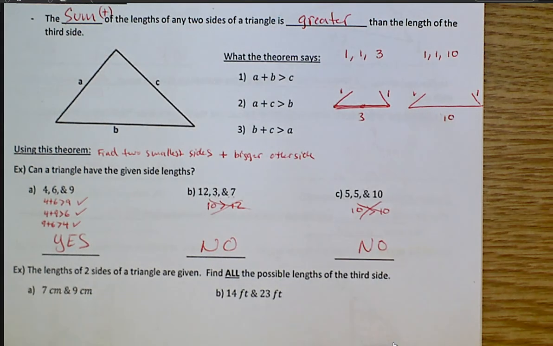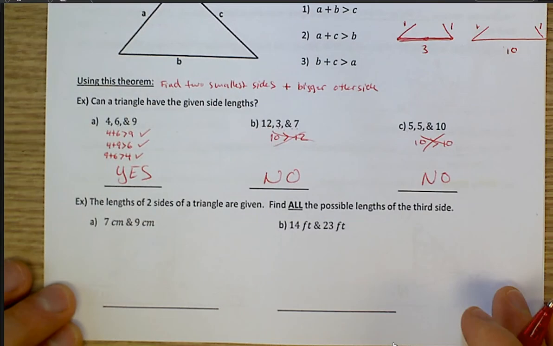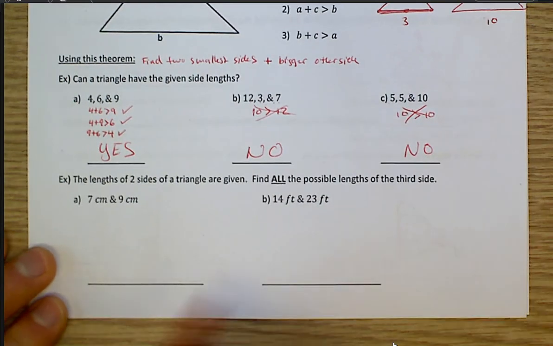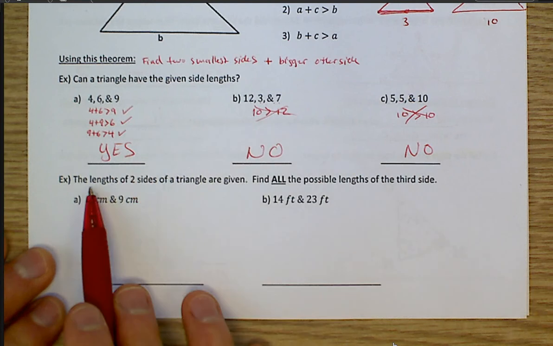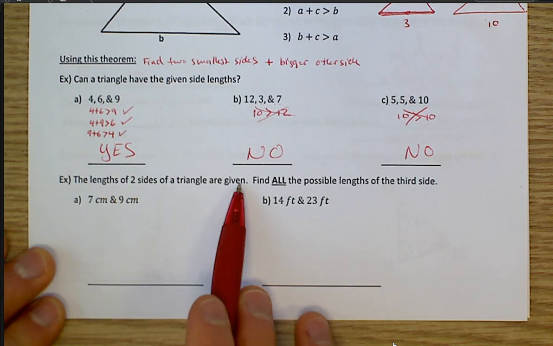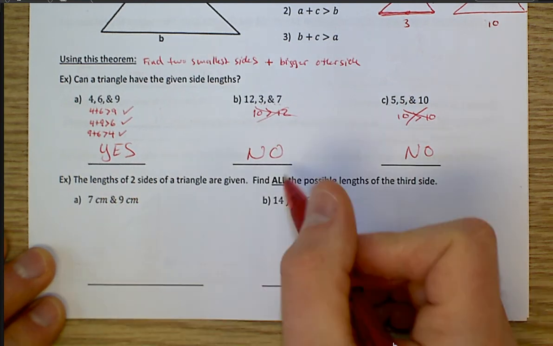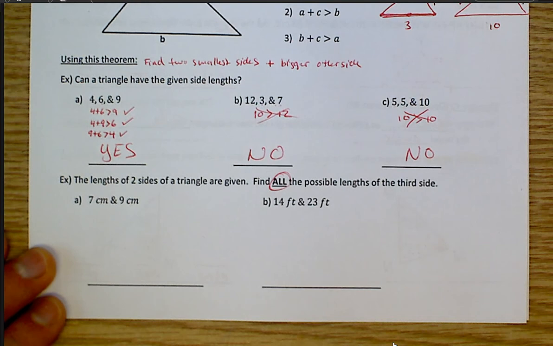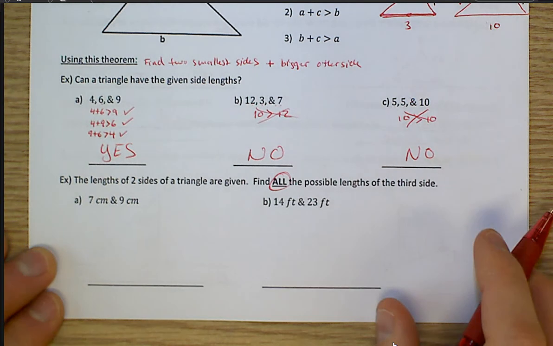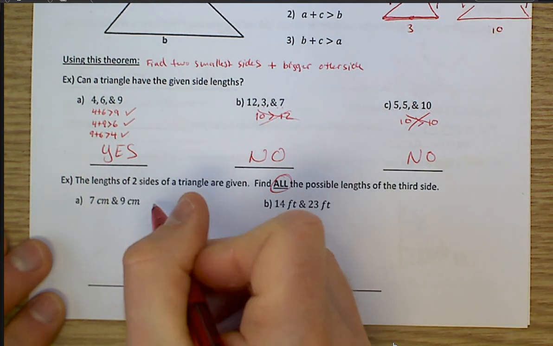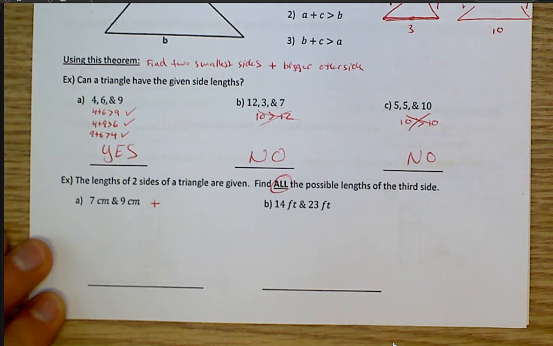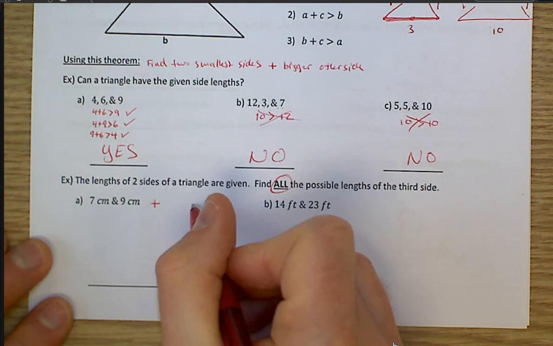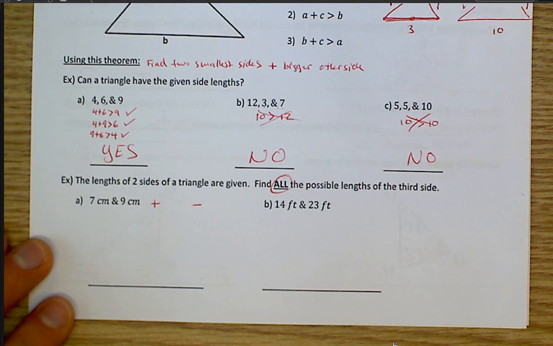Okay. Last thing that you're going to have to do is very similar to what you were doing up here. It says the lengths of two sides of a triangle are given. Find all the possible lengths of the third side. Okay? Now, you can make this really, really easy. All you have to do is add the two numbers together and subtract the two numbers together, and you make an inequality.